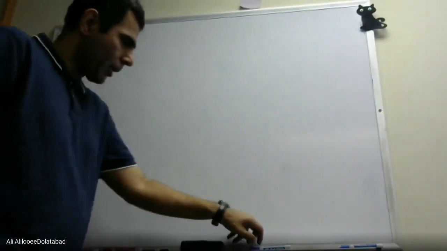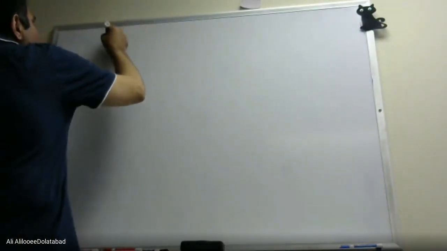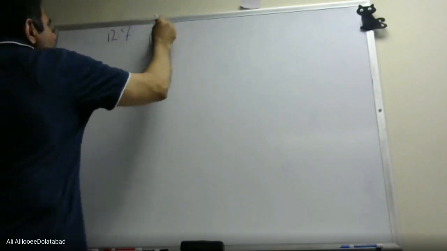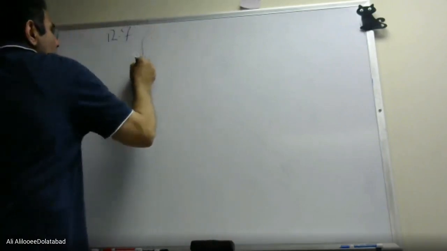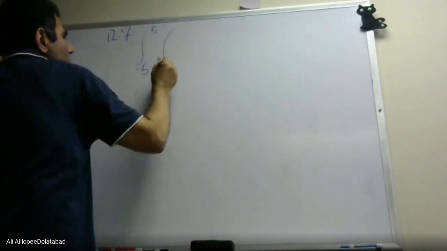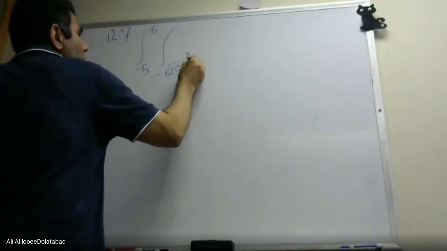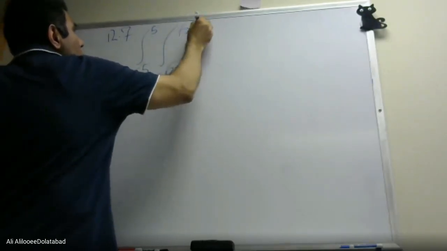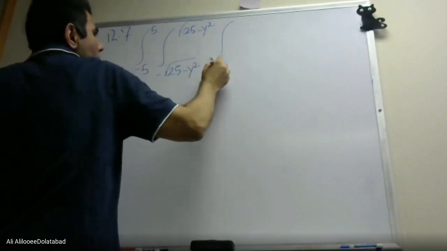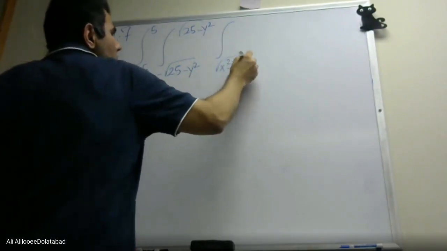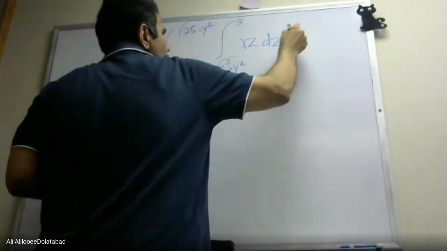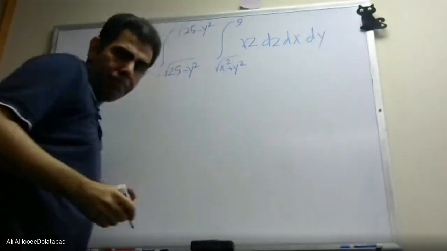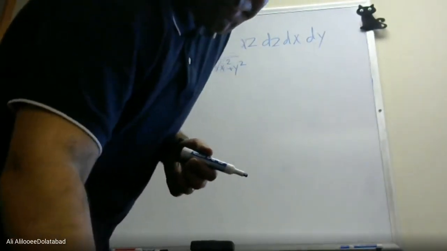Okay, yesterday we were working on one example. We are in section 12.7. We had this triple integral, with bounds negative 5 to 5, negative root 25 minus y squared to root 25 minus y squared, root x squared plus y squared to 9, and the integrand x z dz dx dy.